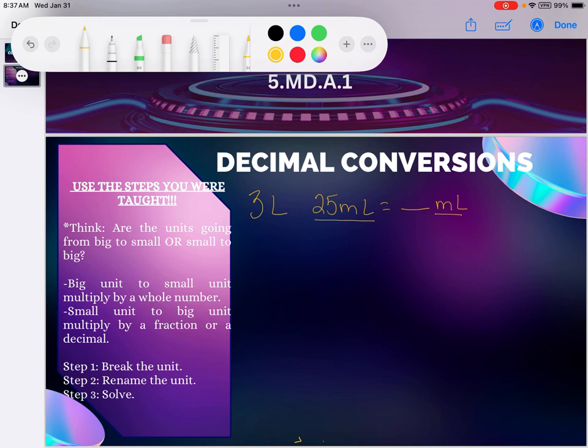Step 2, I'm going to rename 3 times 1,000 milliliters, and that gets me 3,000 milliliters. Then I want to go ahead and add in that 25 milliliters from earlier, and that would get me my 3,025 milliliters. Okay?